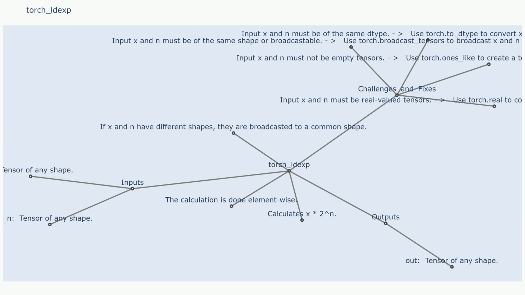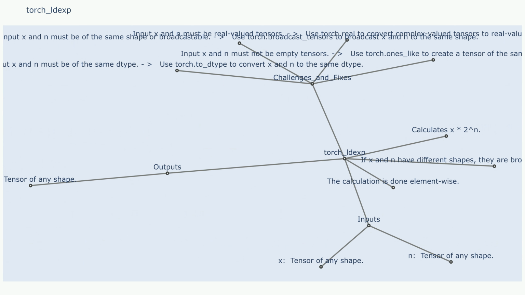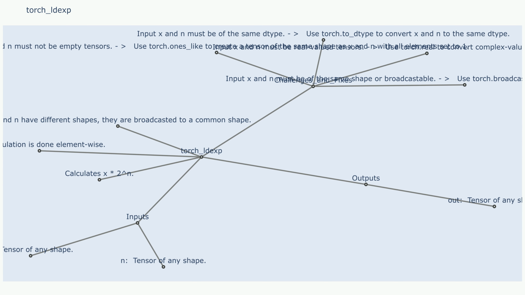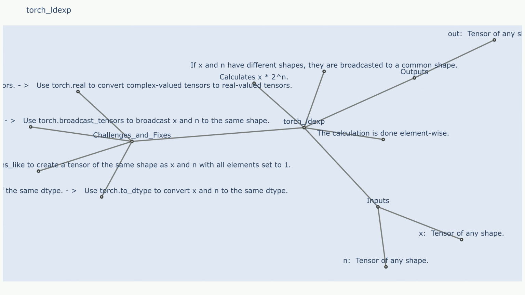Challenge 1: input tensors must have the same shape or exponent must be a scalar. Sample use case: torch.ldexp(torch.tensor([1.0, 2.0]), torch.tensor([1, 2, 3])). Fixes: ensure that x and exponent have the same shape, or exponent is a scalar.